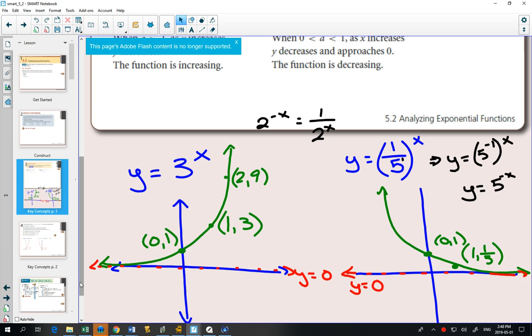So if the base is bigger than 1, you would have (0, 1), and in this case (1, 3). This exponential graph would swoop upwards, increasing from left to right. And if your base was between 0 and 1, like we have with 1/5, I would have the point (1, 1/5), and that would make it swoop down. You still have (0, 1), and you still have an asymptote at y equals 0.